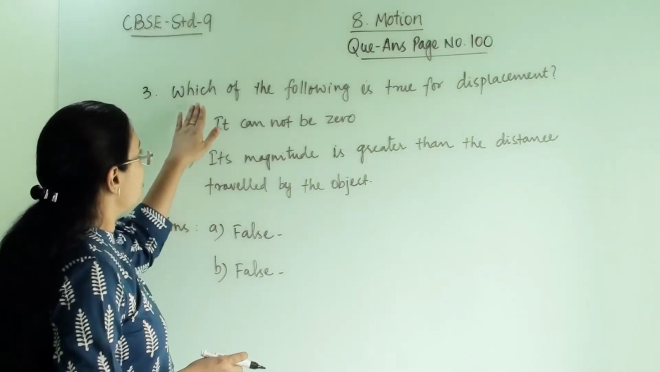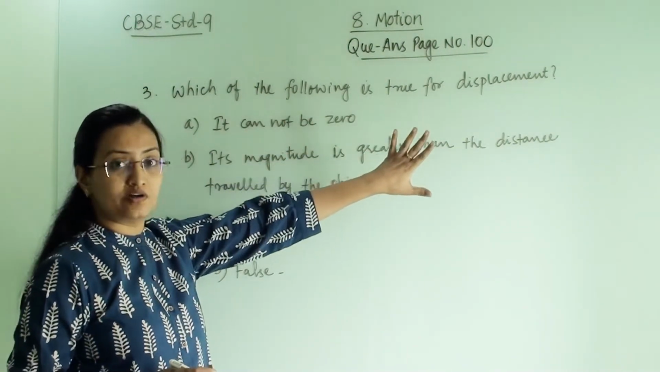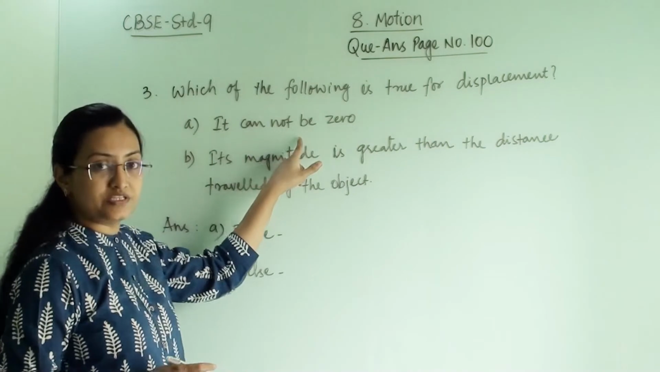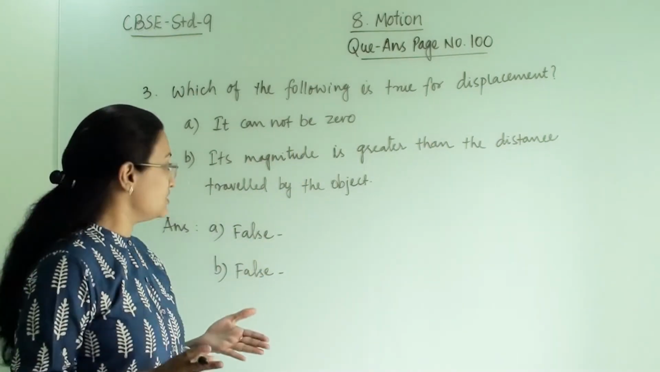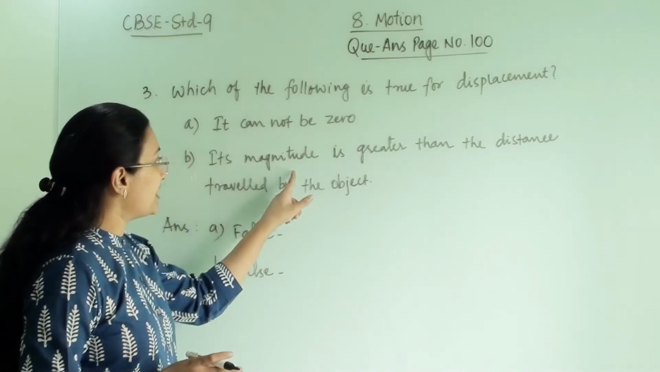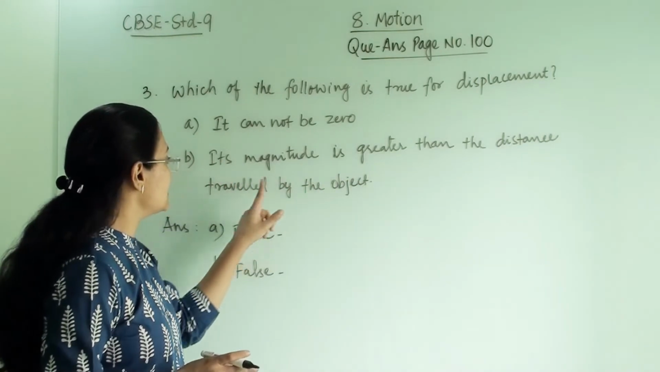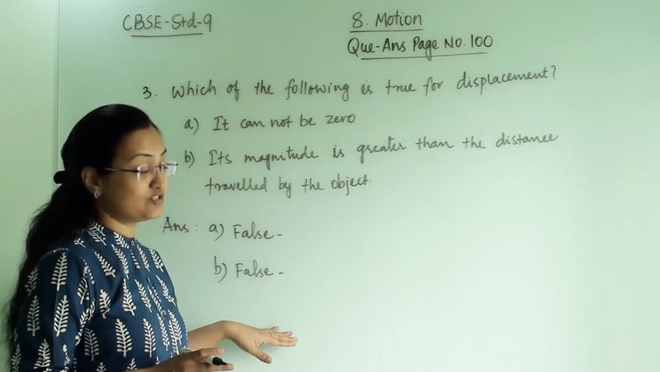Third question: which of the following is true for displacement? It cannot be 0. That is false, because displacement can be 0. And second, its magnitude is greater than the distance travelled by the object. So that is also false.